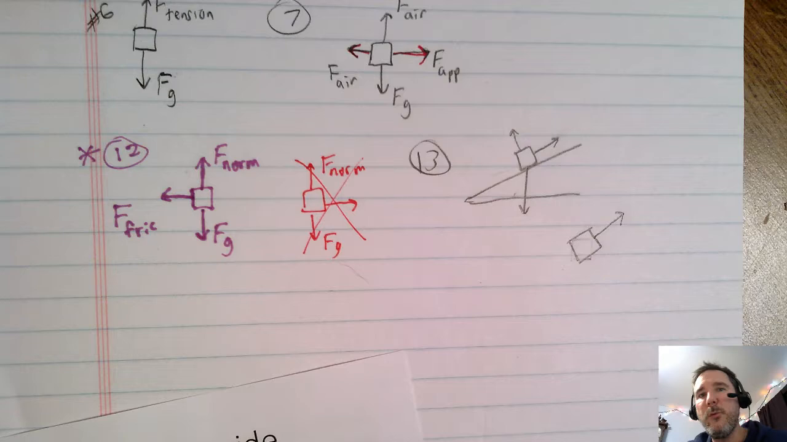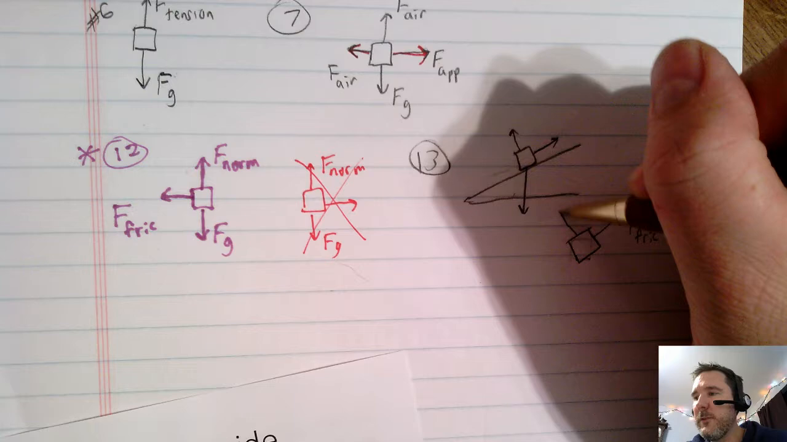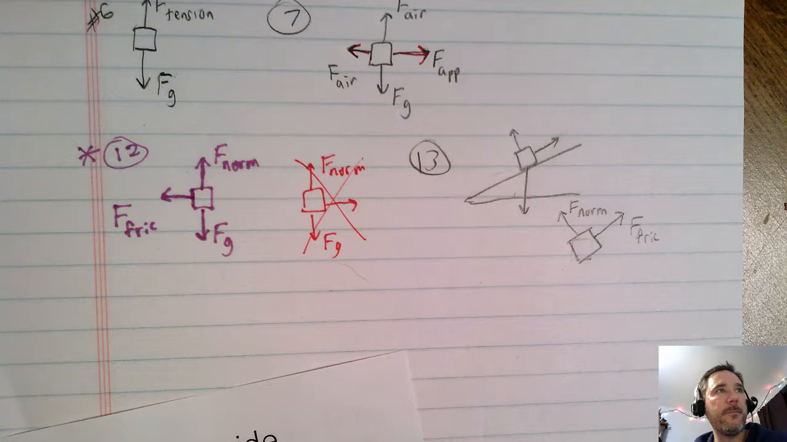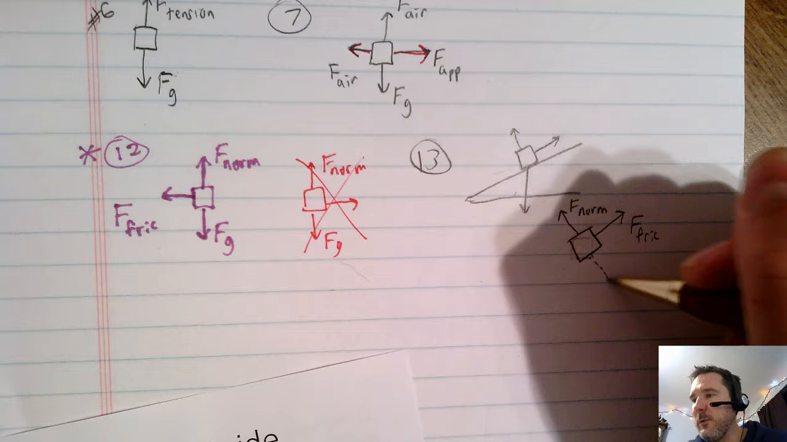So we have our force of friction keeping it up the ramp. All right. And we've got some sort of normal force keeping it from falling through the ramp. And now I could get an idea about how big to draw my arrows. So watch what I do here. I know that the normal force is being balanced out. So I'm going to draw a little dotted line to represent the force that's balancing out.